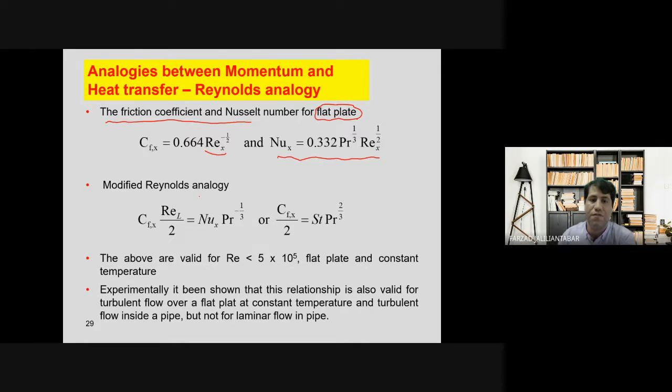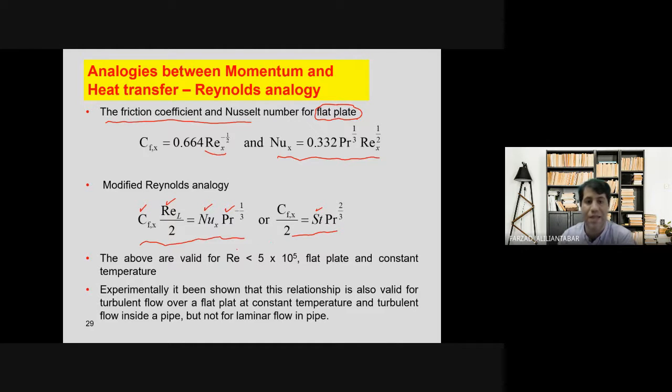And the modified Reynolds analogy as well. It will give us this, which is the relation between Cfx, Reynolds number at the end of the plate, local Nusselt number, and Prandtl. Or using the Stanton number, we can write the relationship between the local friction coefficient, and the Stanton and Prandtl number.